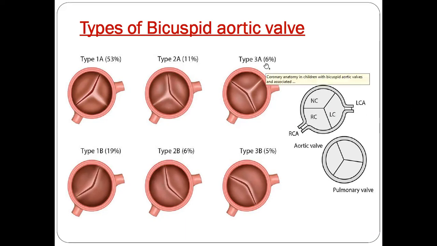Coming to type 3, which is the least common, that's formed by the fusion of the left coronary with the non-coronary cusp. And if the raphe is present, it's type 3A with 6% of prevalence, and in the absence of raphe, it's type 3B with 5% of prevalence.